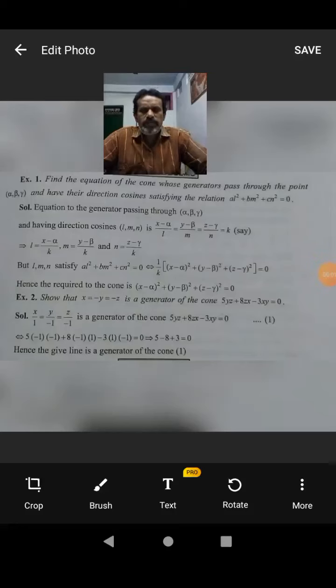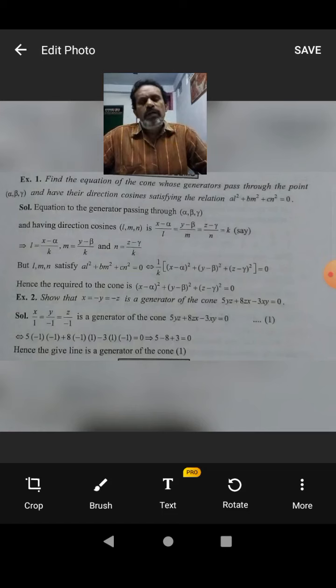The various problems relating to this topic. First one: find the equation to the cone whose generators pass through the point (alpha, beta, gamma), and the direction cosines are given as al square plus bm square plus cn square is equal to 0. This is the question.